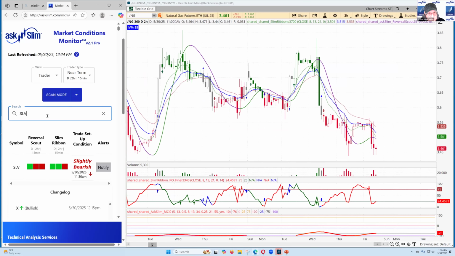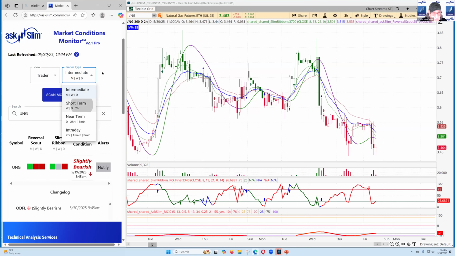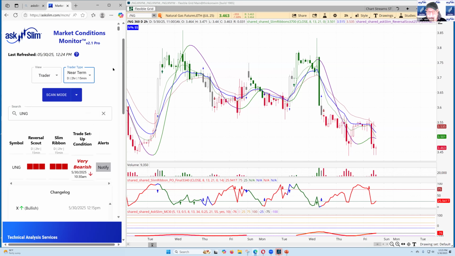Do we have a symbol for natural gas in here? I'm drawing a blank. Might be UNG. Oh, sorry. Yes, thank you, Katie. Okay, so we have UNG. Let's look at the intermediate, which is slightly bearish in there. The near term is very bearish. So you can see how this all aligns with what I'm telling you on natural gas.